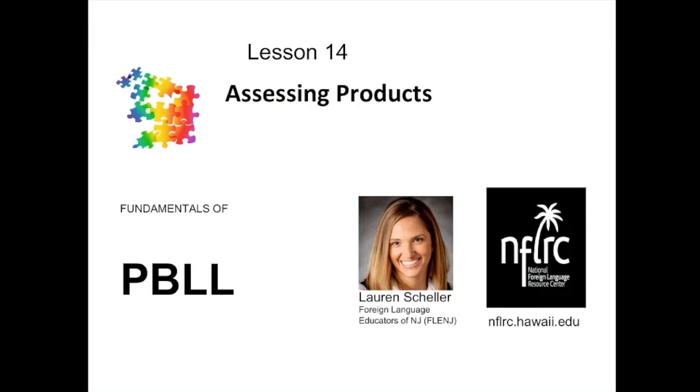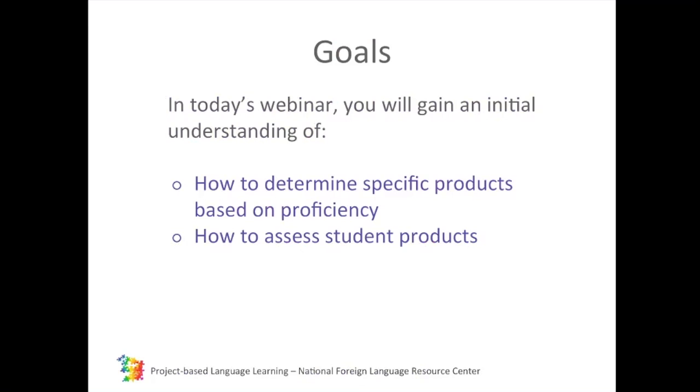Welcome to lesson 14, assessing products. The last lesson was about assessing projects, and now we're going to focus on how to assess that final product within a project. You're going to think about how to determine specific products based on proficiency, how to create them within a project, and then how to assess them.